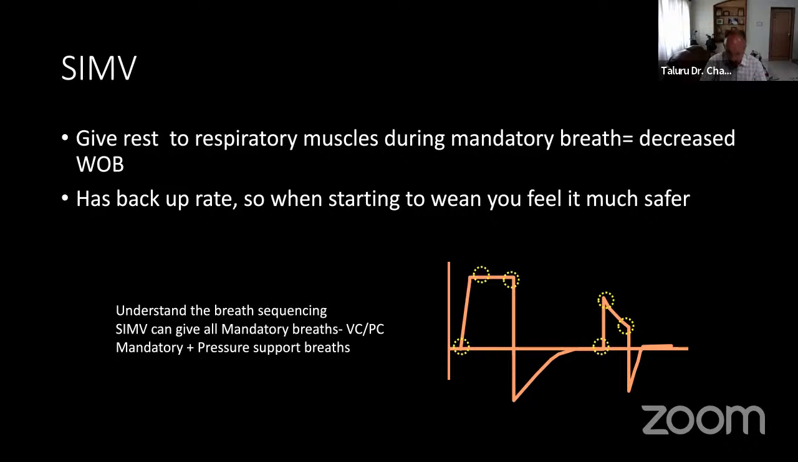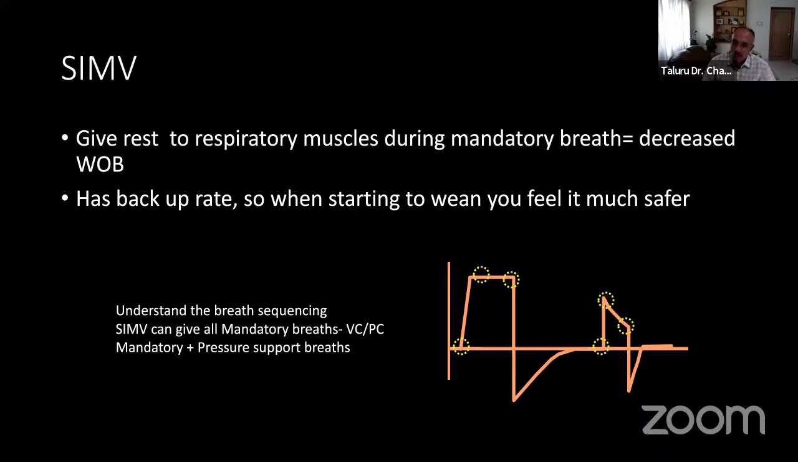So breathing sequence, only 2 slides. This is a very popular mode with all the juniors. I don't know why. They all think that if you give a mandatory breath once in a while, the work of breathing comes down and the patient becomes more comfortable. That is one assumption. The second assumption is that if the patient suddenly doesn't breathe, there are some mandatory breaths going on. This is a common misconception all the postgraduates have. I've seen that in most ICUs, patients will be on SIMV. These are the two presumptions, isn't it?